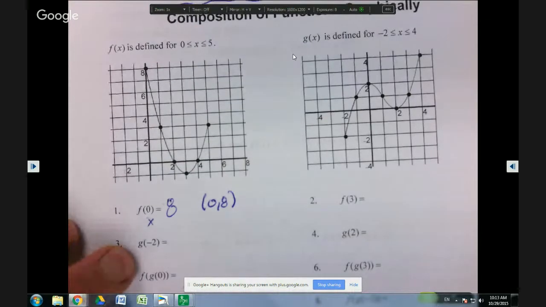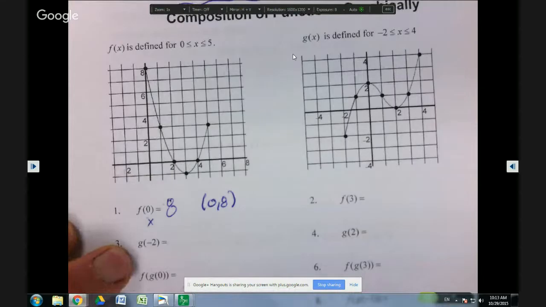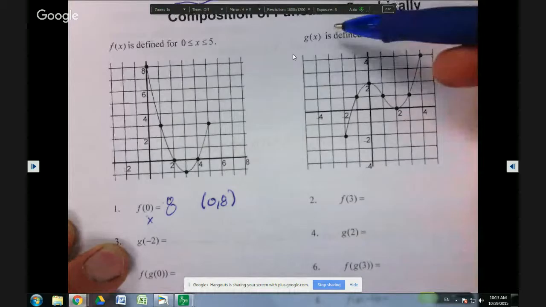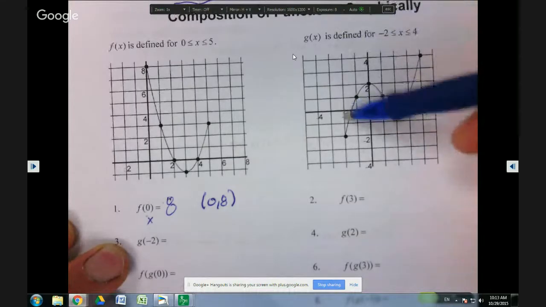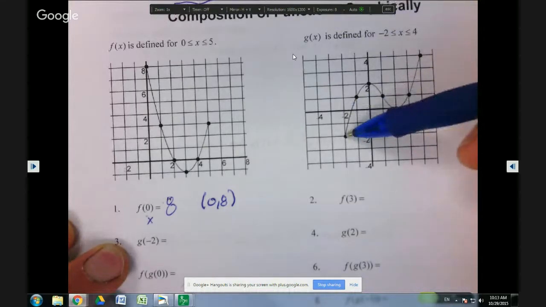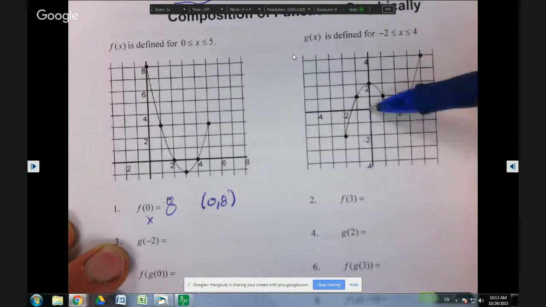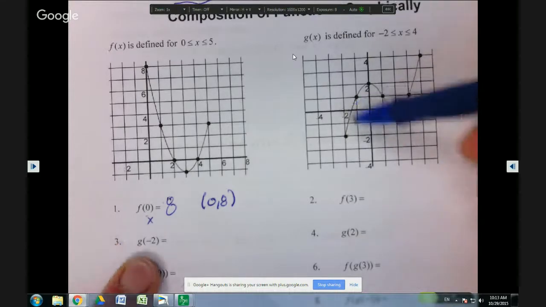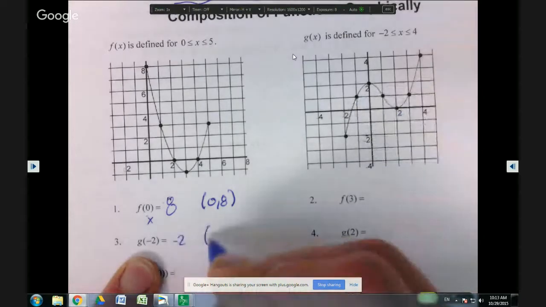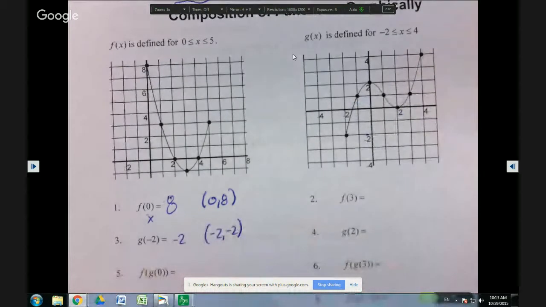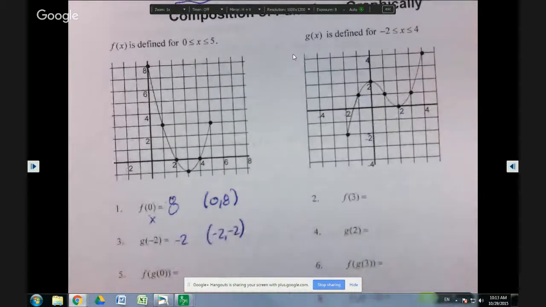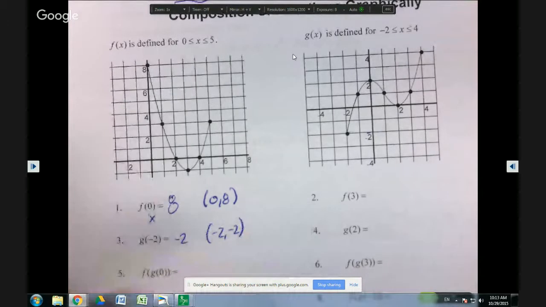Okay, what's g of negative 2? Here's g. What's g of negative 2? Negative 2, because that's the y value. So negative 2 is the x, the y is negative 2. So the point is on the graph, right? I'm going to leave these other two for you to do.